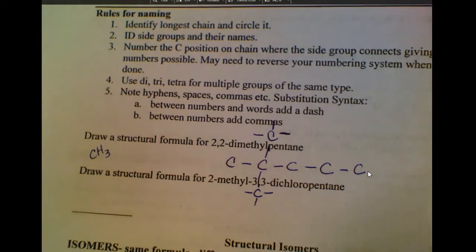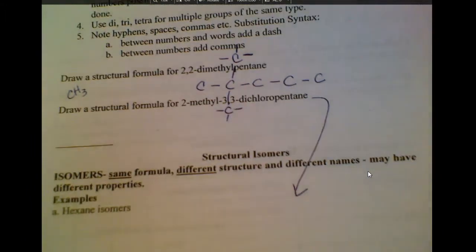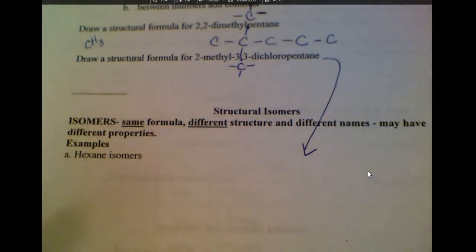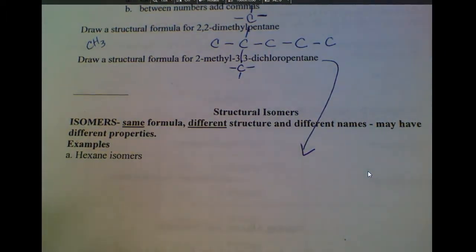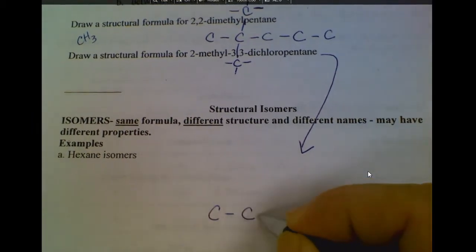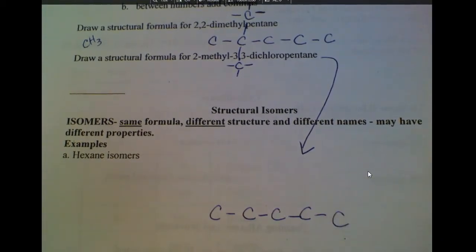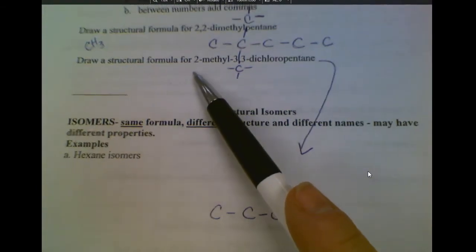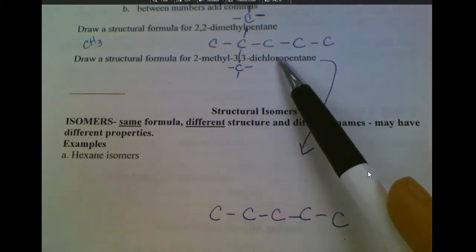Okay, so now let's try this one, and I'm going to go down here to go ahead and draw this one. All right, so I'm supposed to draw the structural formula for 2-methyl-3,3-dichloropentane. So we still do the same 5 C's, right? Okay. 2,2-dimethyl. Oh, sorry, wrong one. 2-methyl 3,3-dichloropentane.